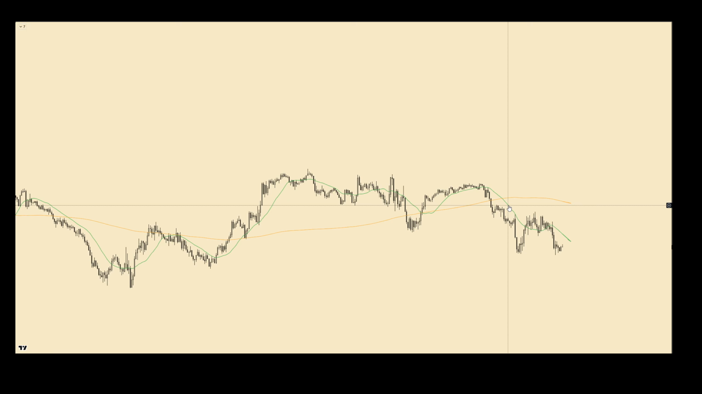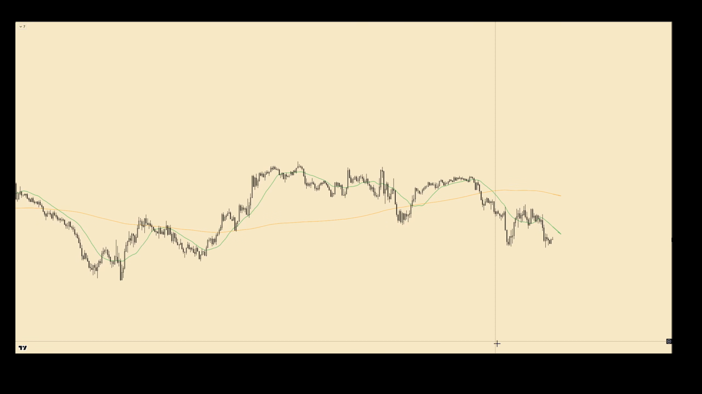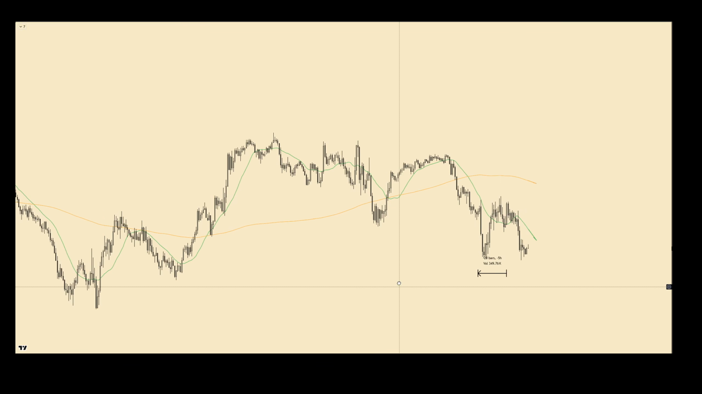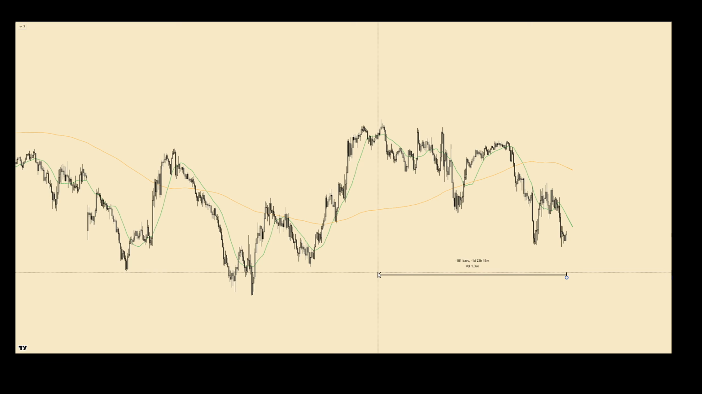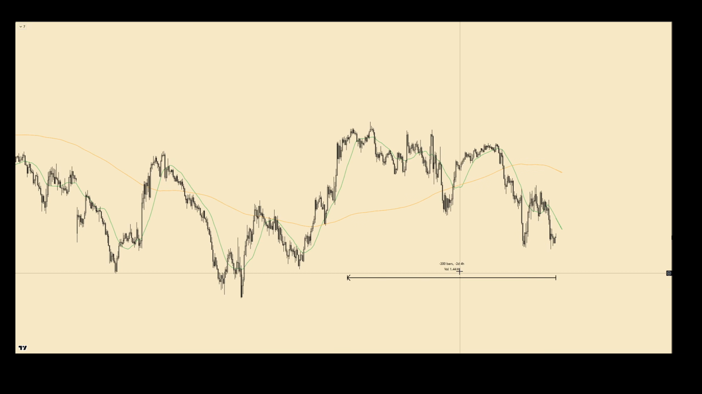For example, this green one is the 20 simple moving average, and this shows us the average price of the last 20 candlesticks out here. So it dynamically shows us the average price of the last 20 candlesticks. And the 200 simple moving average shows us the average price of the last 200 bars or candlesticks.